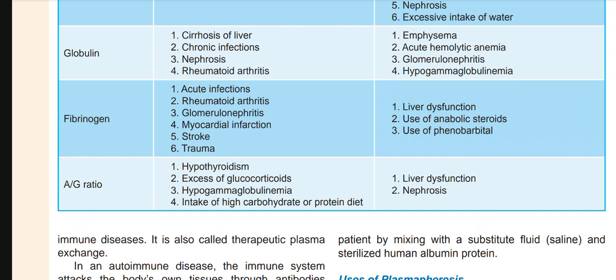So this is it for now. I think we have discussed the plasma proteins, all the topics, very clearly.